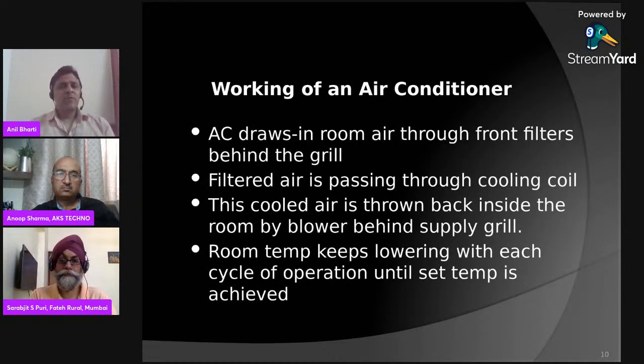Now, before we further move on to other slides, let us discuss the working of an air conditioner, because it is the simplest unit from which we can understand the process of air conditioning. If we take the example of a window AC, it draws in room air through the front filters behind the grill. It filters the air, passes it through the cooling coil, cools the air and throws it back inside the room by the blower behind the supply grill, and in this process, the temperature of the room keeps on lowering with each cycle. So let us understand this process with the help of a diagram.